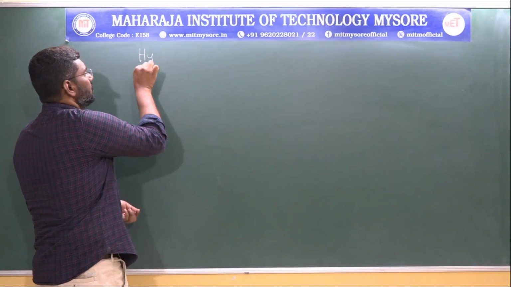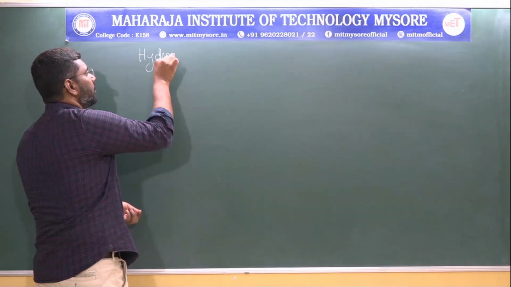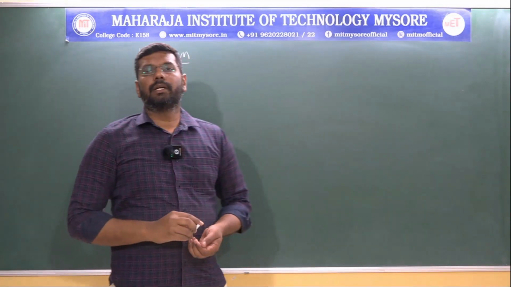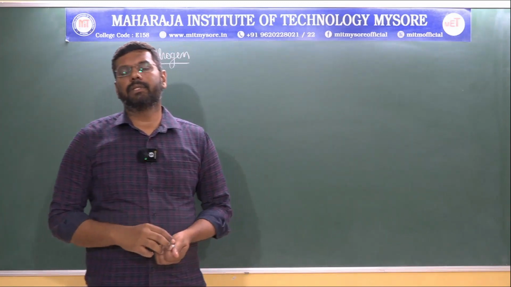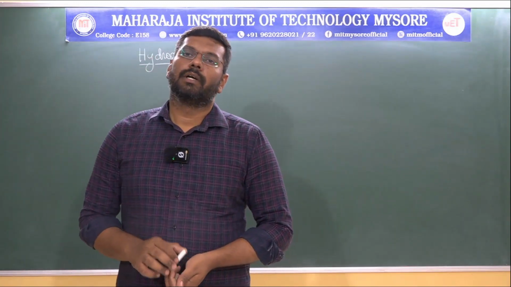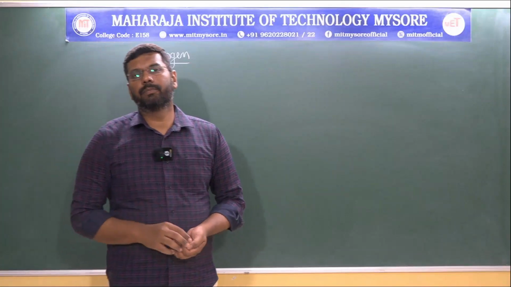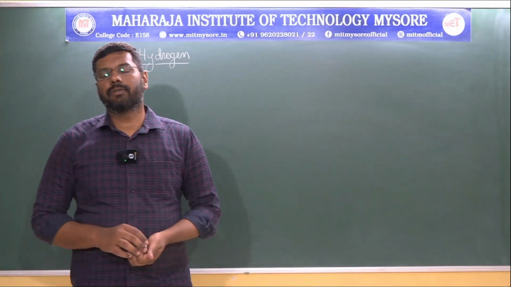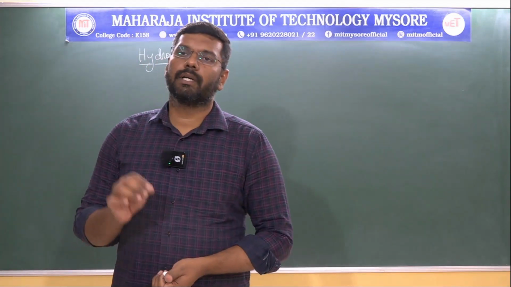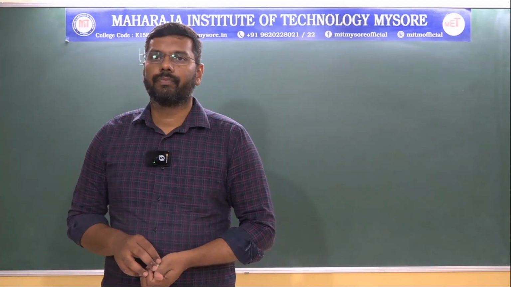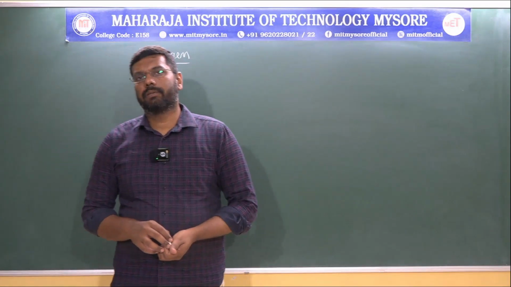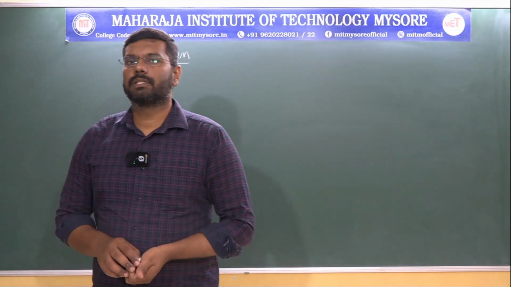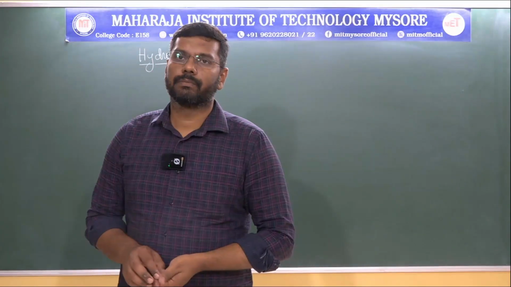So hydrogen is present in plenty in the atmosphere and abundantly available, and it is one of the renewable sources of energy which can be easily extracted or produced just by electrolysis of water. We know that water is available in plenty, and when water is subjected to the electrolysis process, it produces hydrogen.